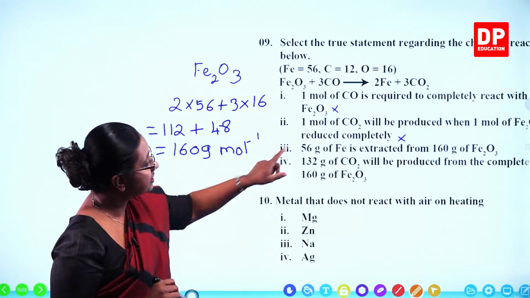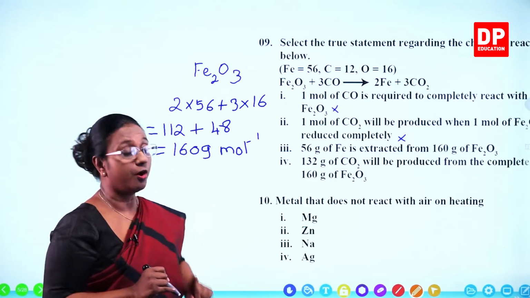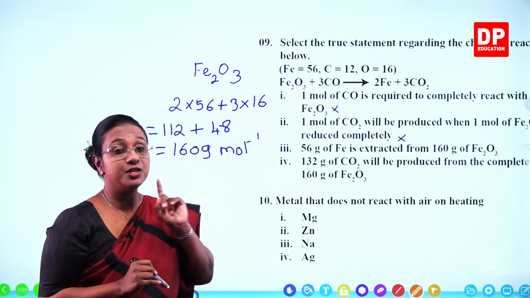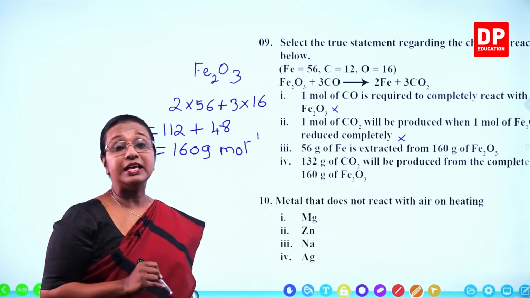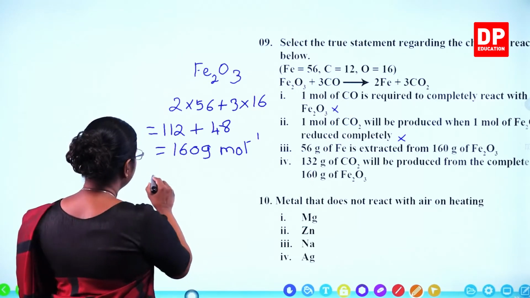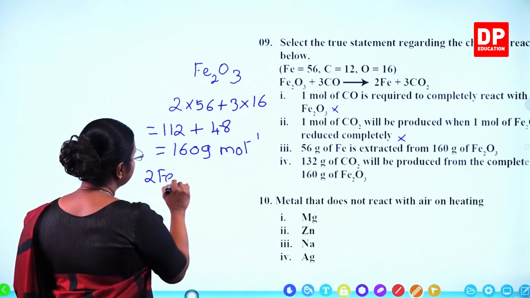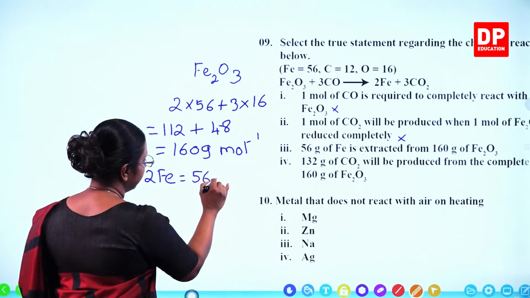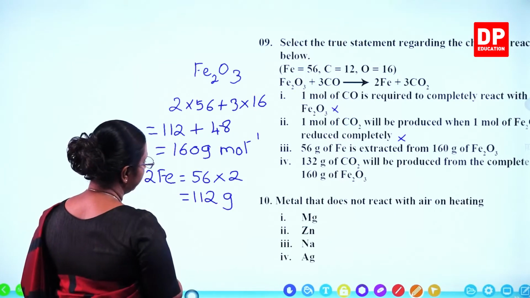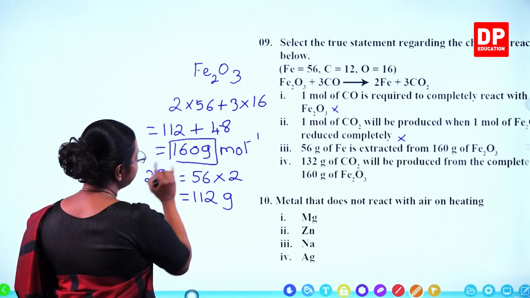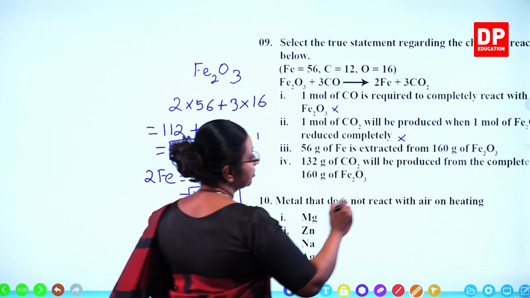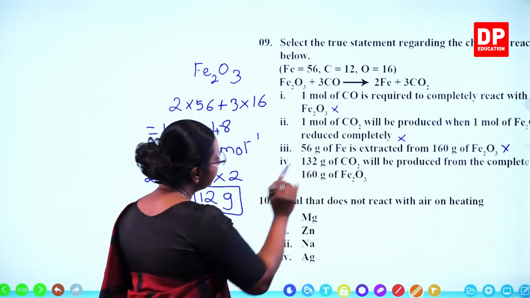So 56 grams of Fe is extracted from 160 grams of Fe2O3. This is 160 grams, that is okay. But look at Fe. There are 2 moles of Fe being produced. So if you take 2 Fe, that will have to be 56 into 2. So there will be 112 grams of Fe produced. So from 160 grams, you will get 112 grams of Fe. So that is also incorrect. Then we have the last one.